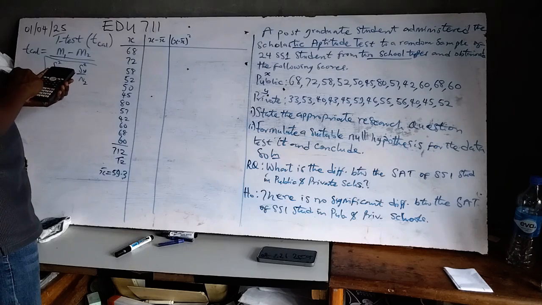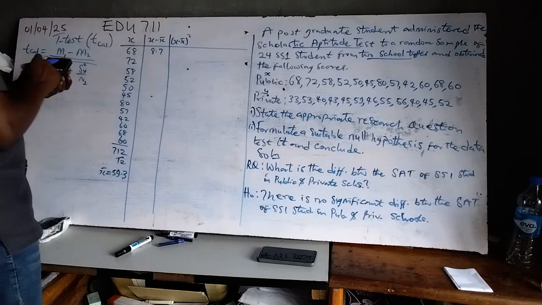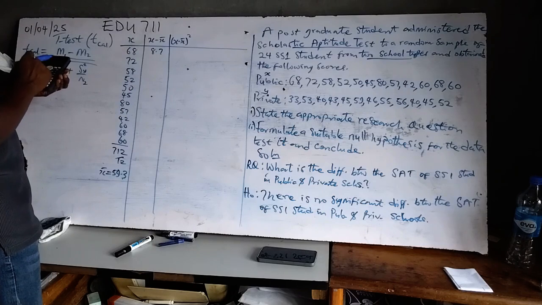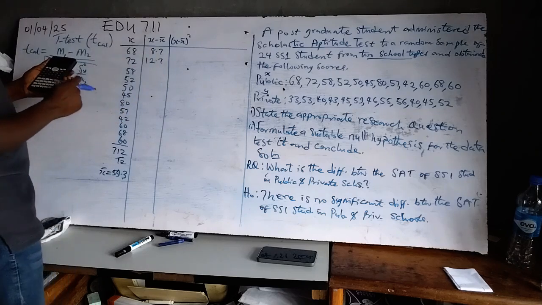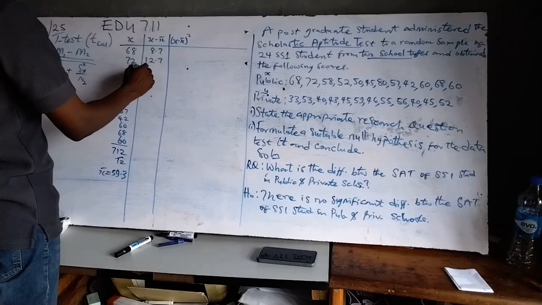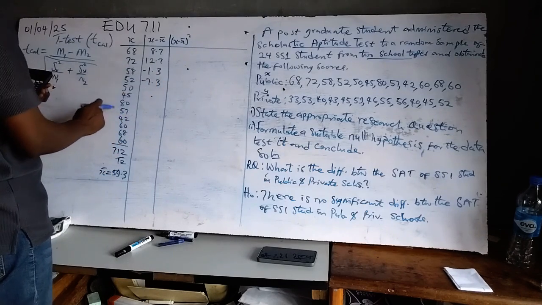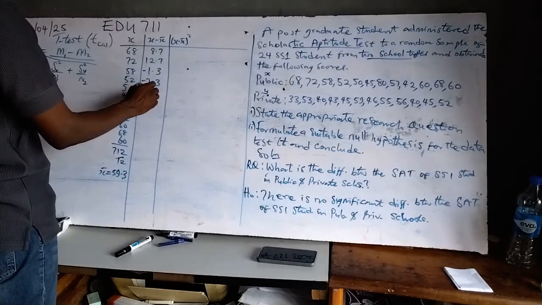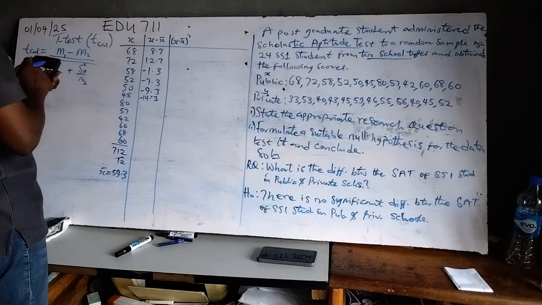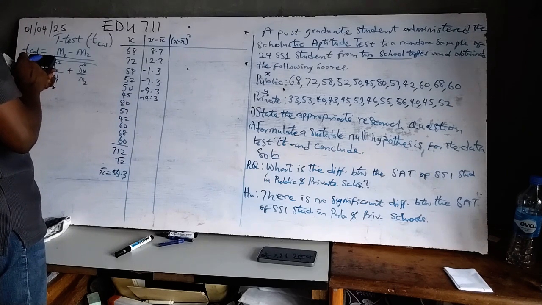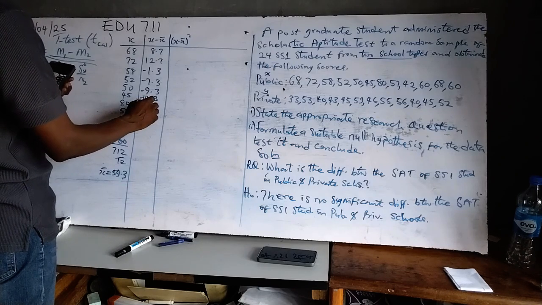68 minus 59.3 is equal to 8.7. 72 minus 59.3 is equal to 12.7. 58 minus 59.3 is minus 1.3. 52 minus this is minus 7.3. 50 minus this is minus 9.3. 45 minus this is minus 14.3. 80 minus 59.3 is equal to 20.7.